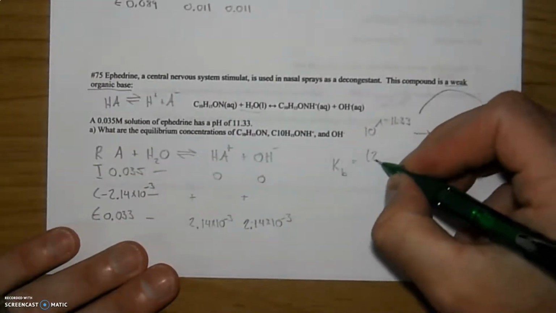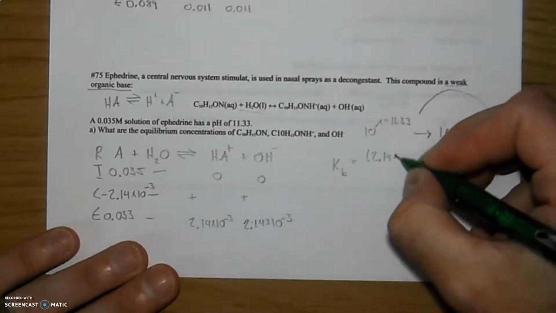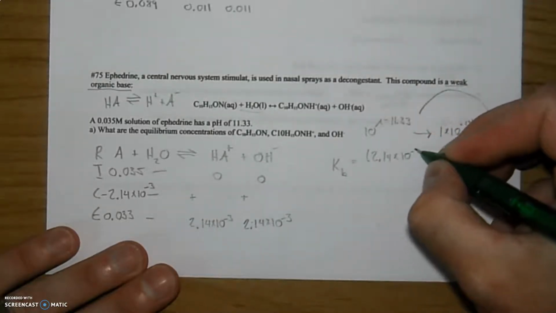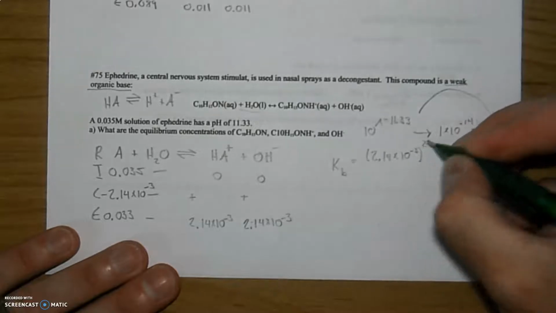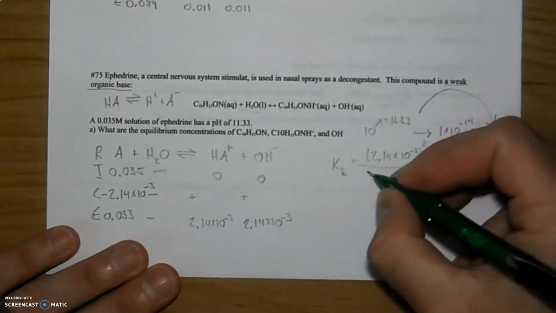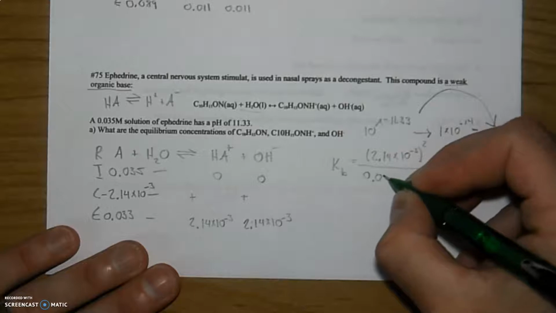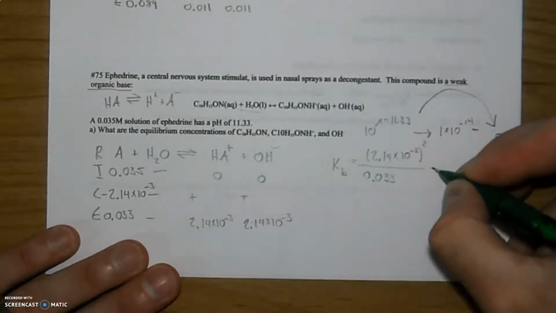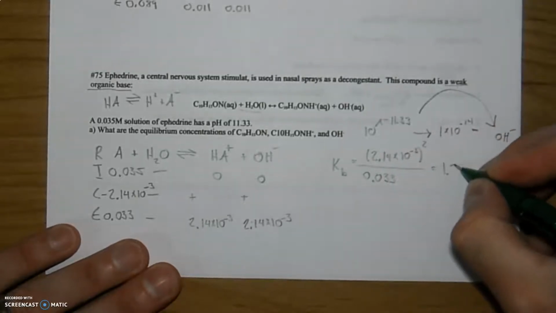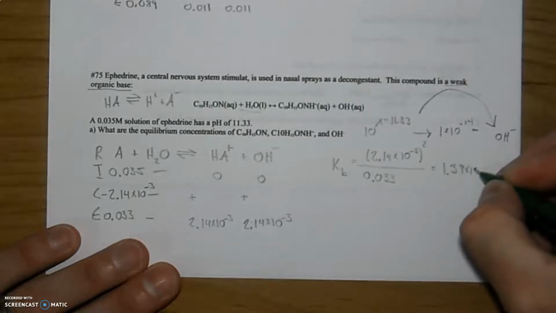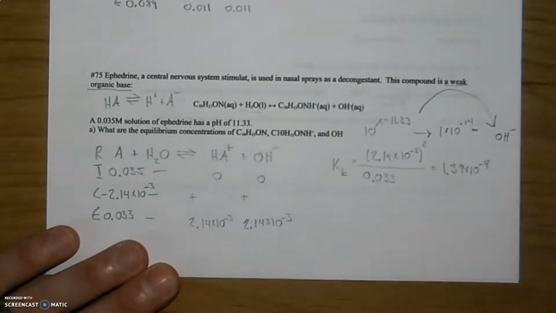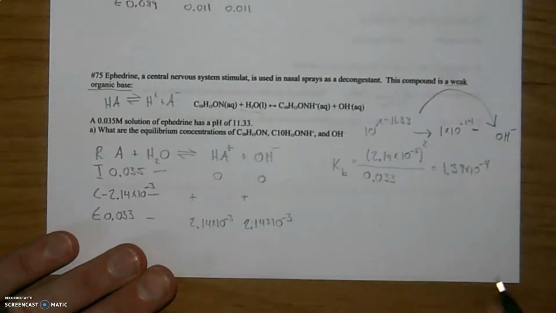And it is 2.14 times 10 to the negative 3. There's two of them, so squared, over the original concentration, 0.033, is equal to 1.39 times 10 to the negative 4. And that's the whole problem right there. Right, let's bounce back over to the notes.